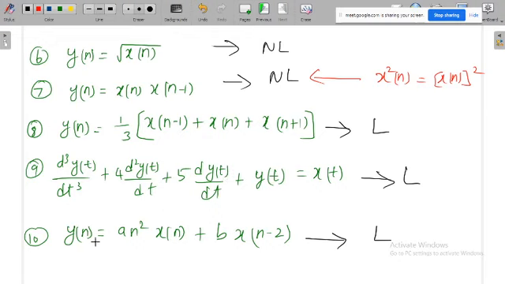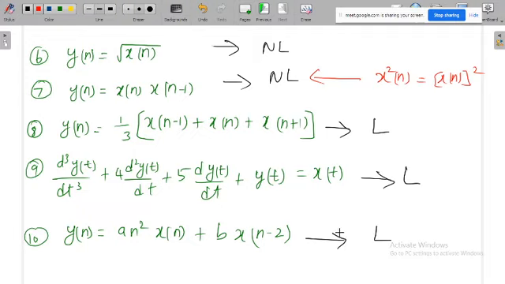So the final one, a n square x of n plus b x of n minus 2. Here if you see n square, n means time index. You apply any operation on n, no problem, that will not affect the linearity of the system. Again you are just adding the two signals, and also there is no constant, so definitely this system is also a linear system.